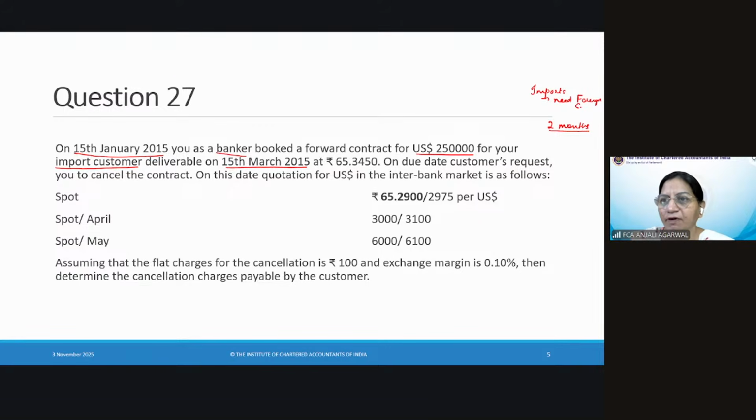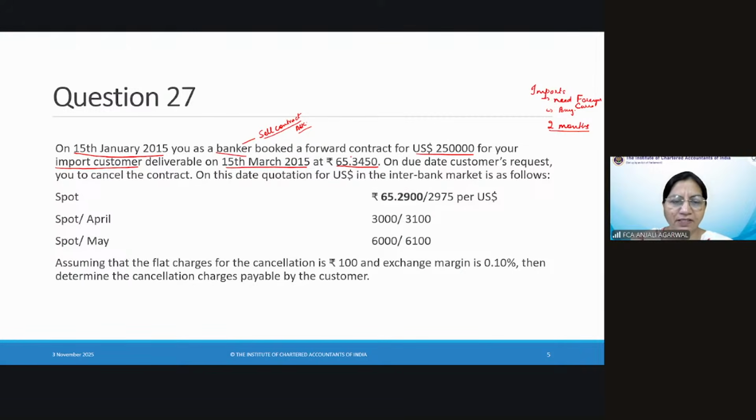So he needs the foreign currency. He will buy. That means the bank will sell. So the banker has entered into a sell contract with the customer. The ask rate would be applicable. Okay. So the ask rate that was applicable for this customer is 65.3450.